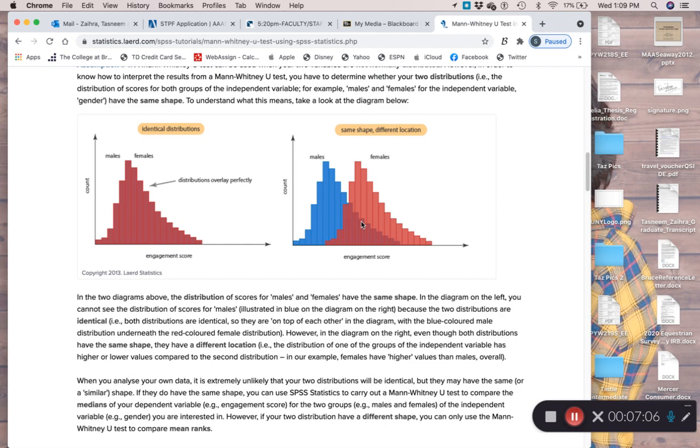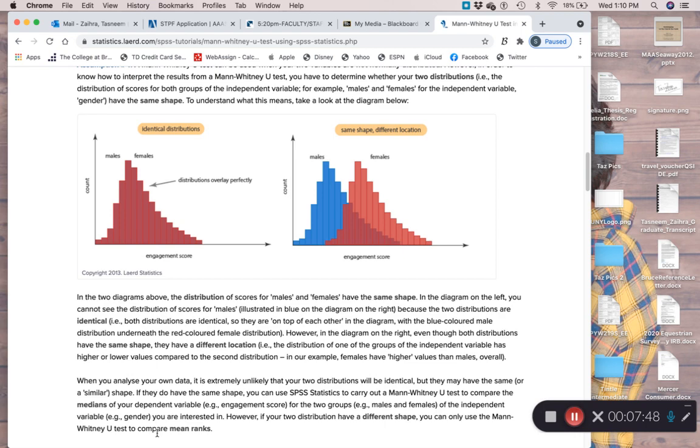If the two distributions have different shapes, you can only use the Mann-Whitney U-test to compare mean ranks. When you analyze your own data, it is extremely unlikely that your two distributions will be identical, but they may have the same shape. If they do have the same shape, you would use the Mann-Whitney U-test to compare the medians of the dependent variable for the two groups of the independent variable. If your two distributions have different shapes, you can only use the Mann-Whitney U-test to compare mean ranks. So you see, you're comparing the medians in the first case, but if the shape is not the same, then what you're comparing is just the mean ranks.